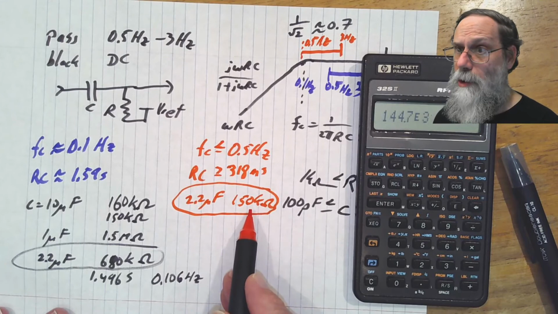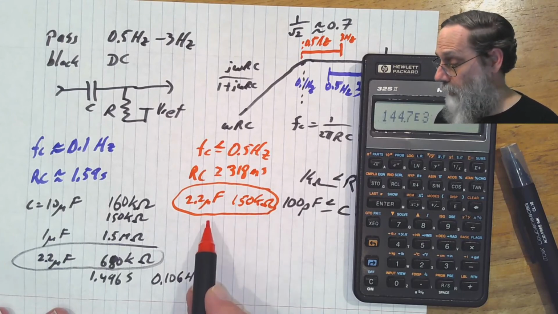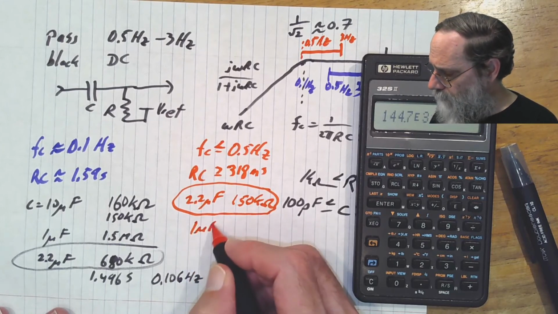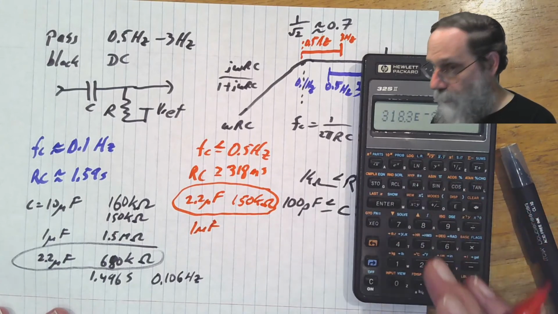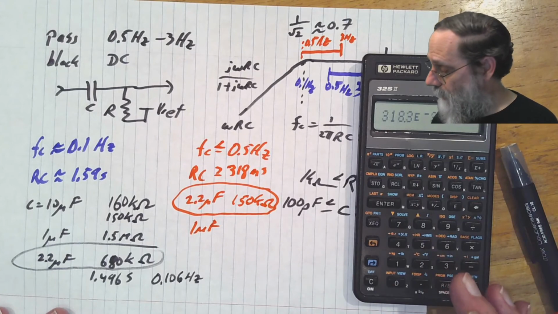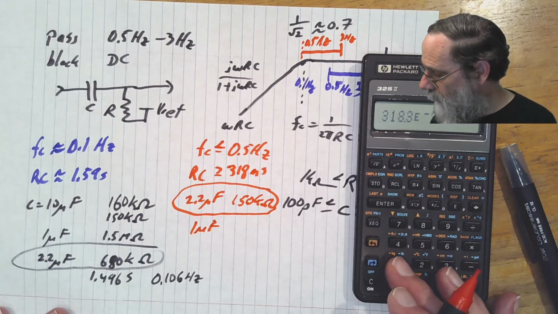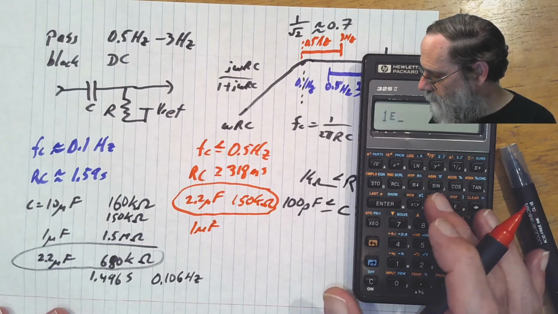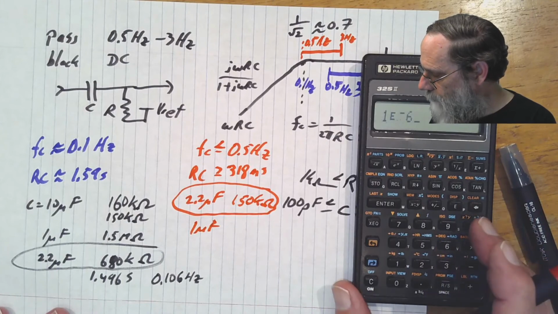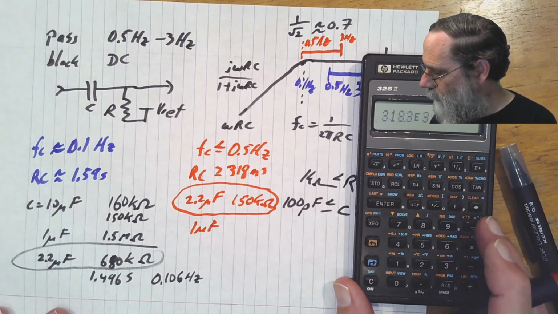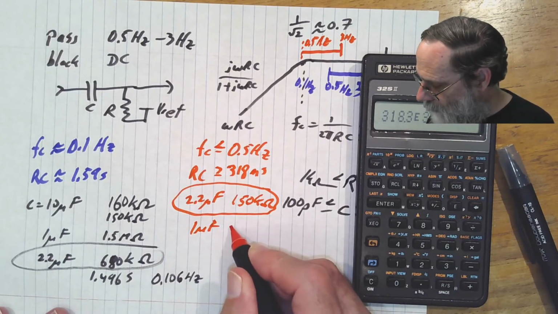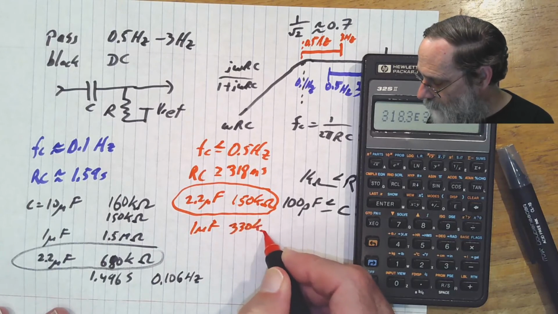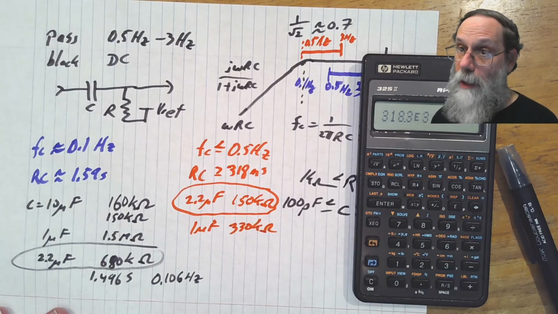I could go with a larger resistor here and a smaller capacitor. What happens if I pick 1 microfarad? Okay, so I take the 318 milliseconds and I divide by 1 microfarad, and I need at least 318 kilo ohms. Well, what's the next standard value? Probably about 330 kilo ohms. I could even go higher.